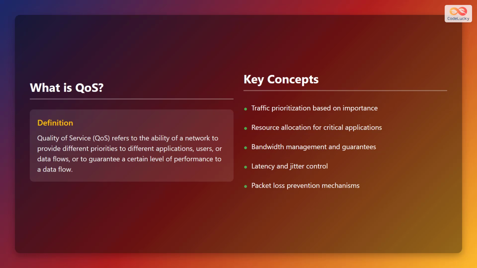Here are some key concepts to understand. First, traffic prioritization is based on importance. Second, resources are allocated for critical applications. Third, bandwidth management and guarantees are put in place. Fourth, latency and jitter are controlled. And finally, mechanisms are present to prevent packet loss.